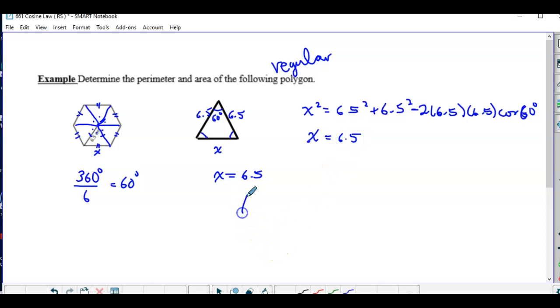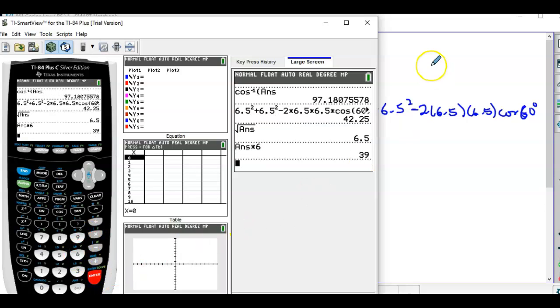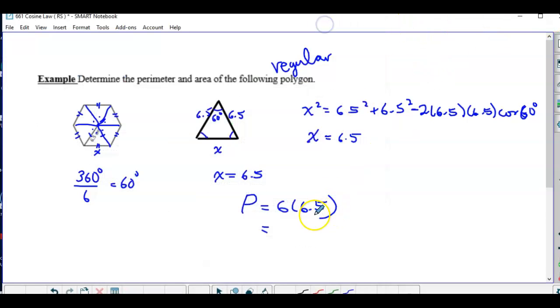Now the perimeter, if it is a hexagon, is going to be 6 times 6.5. I already have 6.5 in my calculator, times 6 is going to be 39, and it's centimeters.